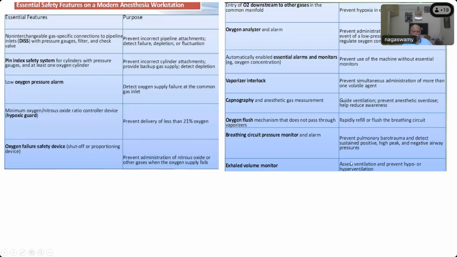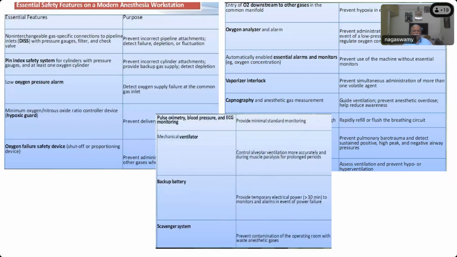Then the exhaled volume monitor is there to assess whether the ventilator is working or not. And lastly, you have the pulse oximetry, blood pressure, ECG, and mechanical ventilators which control alveolar ventilation, battery backup, and scavenging system. All these things are what are called the essential safety features on a modern anesthesia workstation. So if you remember some of these points, if they ask you in the exam, it will be easy for you to answer that. Okay.